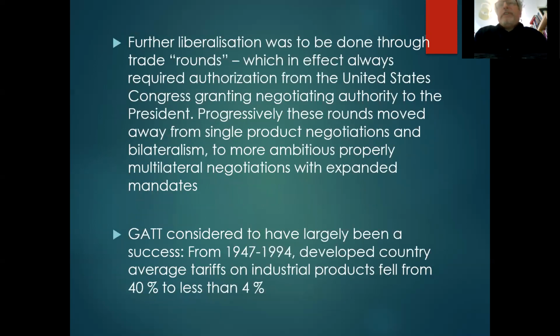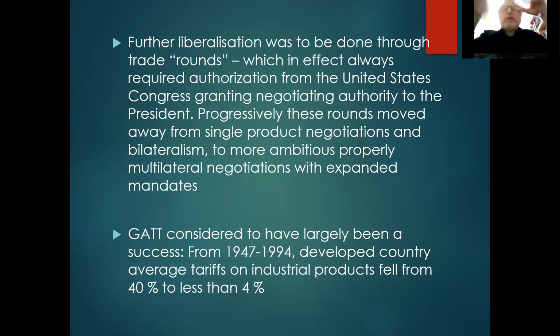So further liberalization was to be done through trade rounds. So countries adopted GATT as a party. They had these inconsistent provisions, but this is not meant to be the end of the process. So a process of progressive tariff reductions and progressive elimination of other trade barriers was to be done through further negotiations over time. And these were called trade rounds, right?